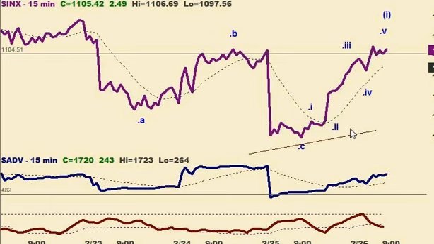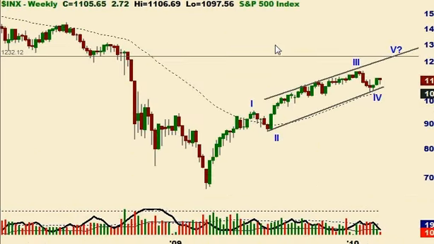Here's a breakdown on an even smaller scale. This is the S&P cash, and here's the internals of the rally off of the low yesterday, and you can see clearly an impulse wave up. The one fly in the ointment is that the breadth and the volume are not spectacular, but nonetheless, the form is pretty good. That's a nice looking impulse wave to the upside, and the implication is that we're going to have a corrective decline and another rally, and again 1120, 1130 or so would be the target.